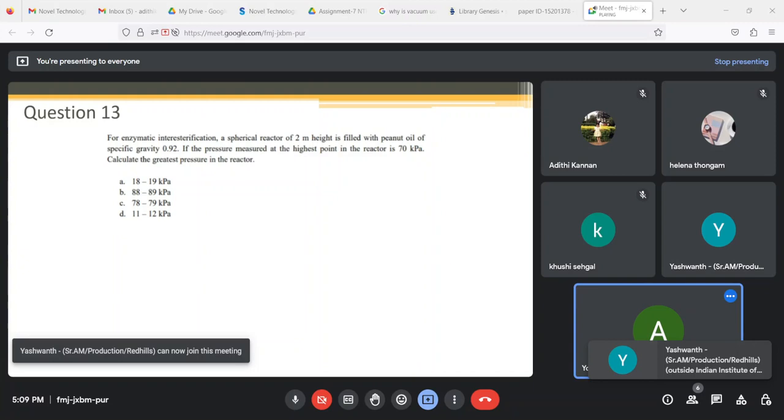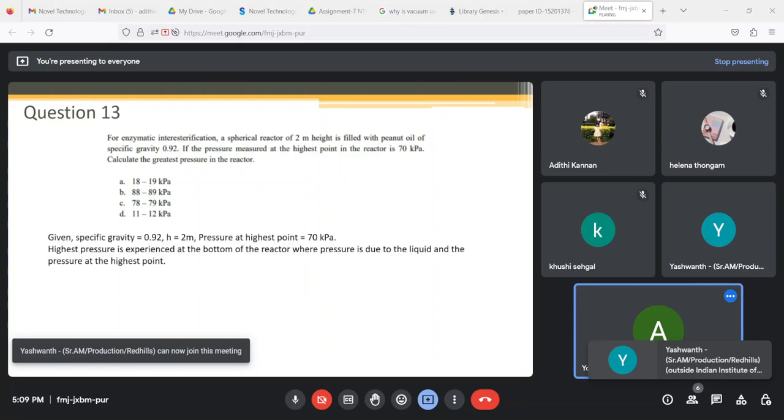In any reactor or in any column kind of a vessel, where is the maximum pressure that you can obtain? Let's say you have a cylindrical reactor and you have a certain height of liquid present inside the reactor. So the greatest pressure will be obtained at the bottommost point of the reactor. So highest pressure is experienced at the bottom of the reactor, where you have pressure due to the topmost point also, plus the pressure due to the liquid.